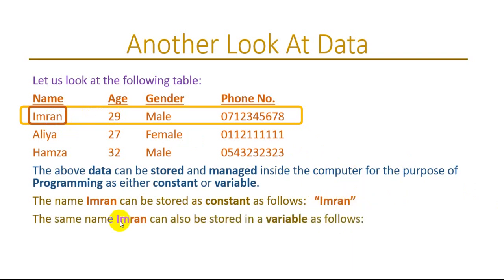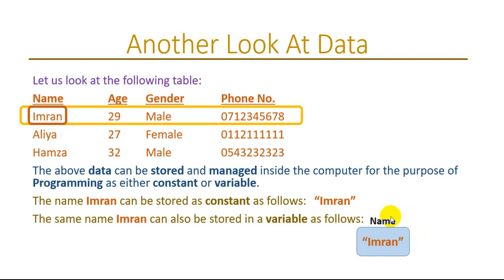Let's see the same name. How do we store it as a variable? So for the variable, we have to put that name inside something to which we give a name. So in this case, we are given the word name for this location. Okay, in this location we have stored the constant Imran. So actual data is Imran. Imran is what we are storing, and the variable's name is name.